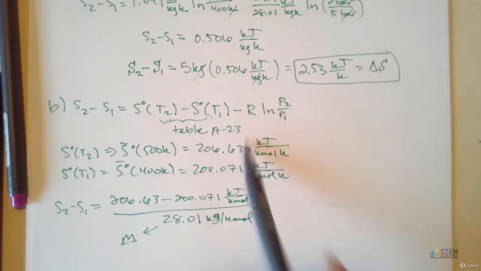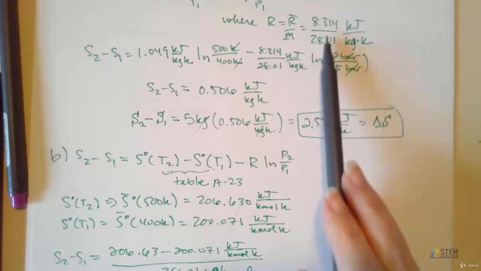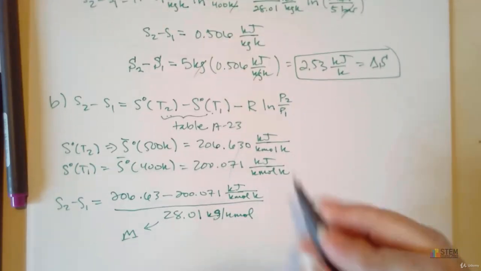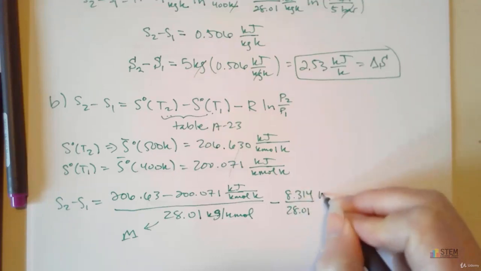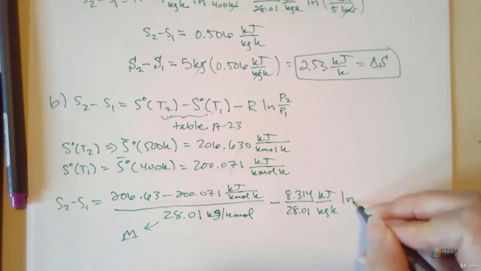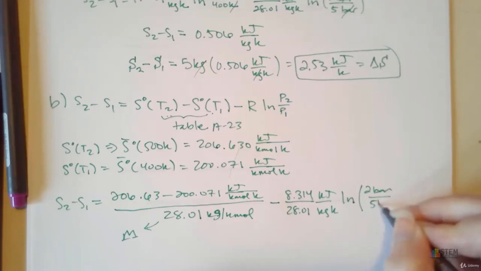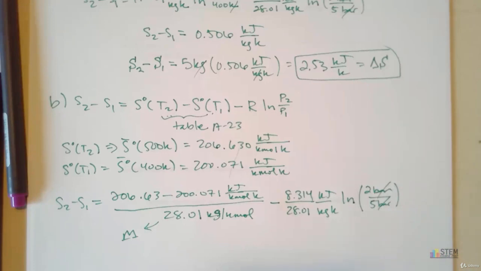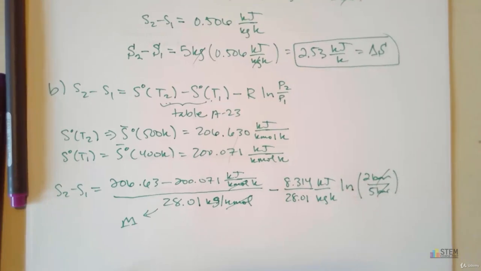Now we have this last term here. R is going to be, we did it up here, it's the 8.314 over 28.01. So let's put that in there. And kilojoule per kilogram Kelvin, multiply that by the natural log of P2 over P1. So that's 2 bar over 5 bar. Bars go away. And again, kilomole cancels here. So the units are all the same for each of the terms. We get kilojoule per kilogram Kelvin. That's what we wanted.